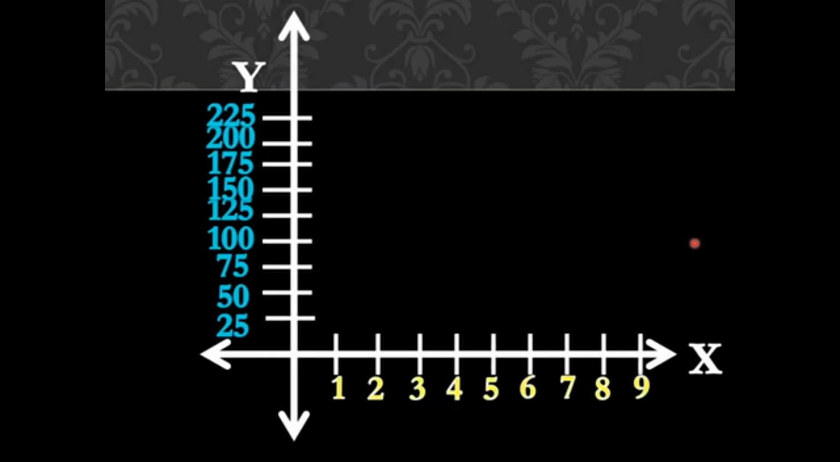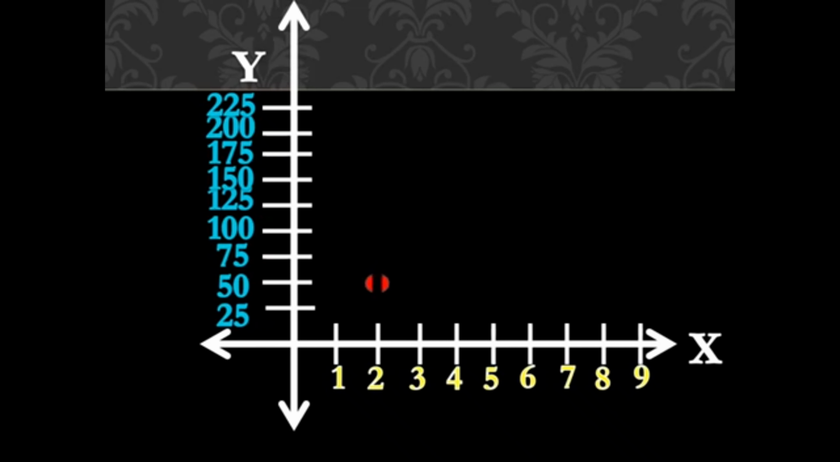The first ordered pair is 2 and 50, so you can locate the points there. 2 for x, 50 for y. The next point will be 3 and 75. The other one is 4 and 100.